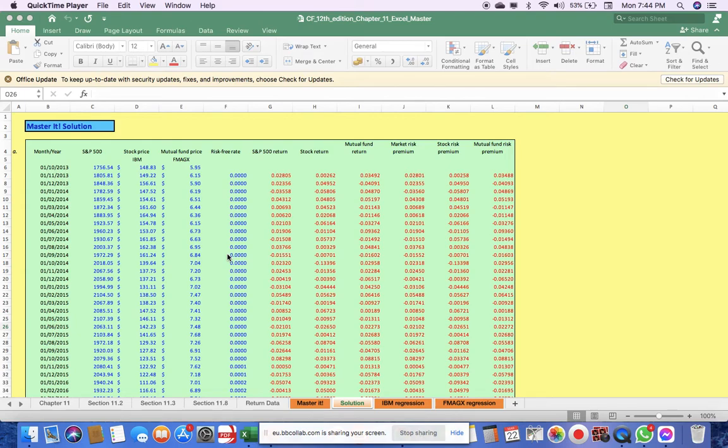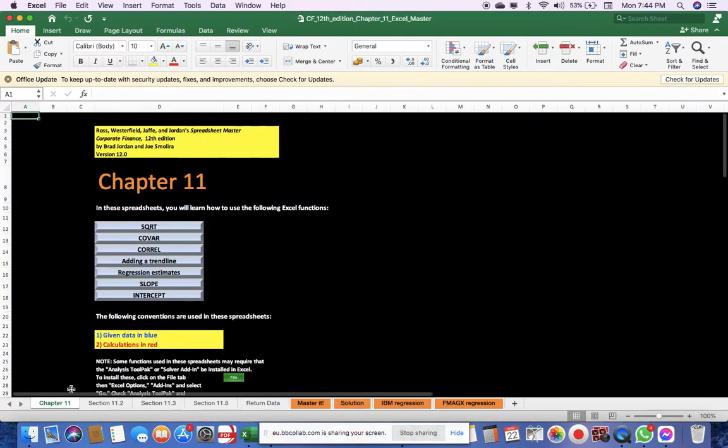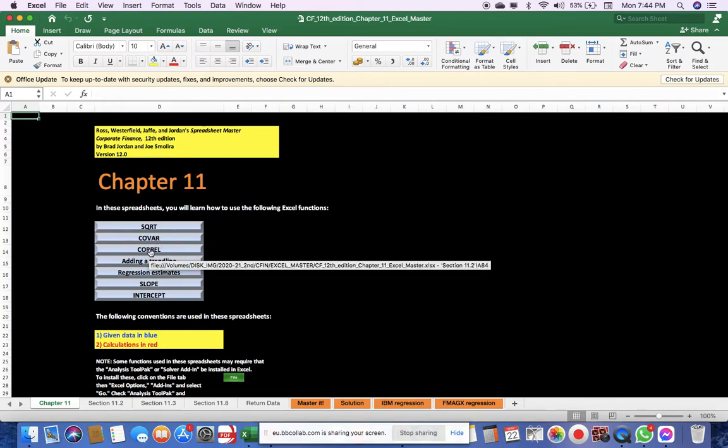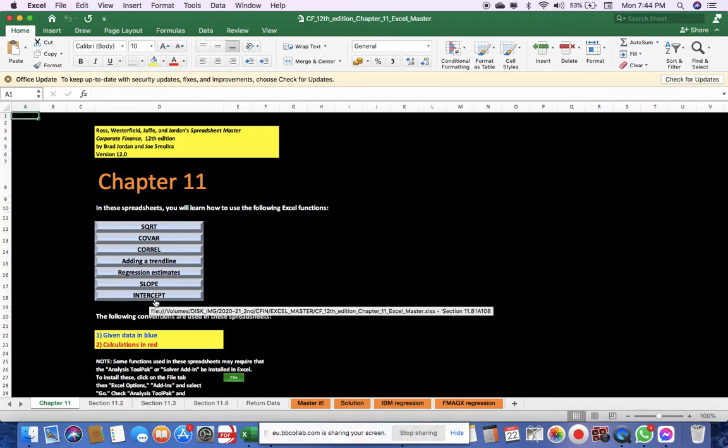Dear students, welcome back. We finished chapter 11. Now, whatever we learned in chapter 11, we will try to apply here. We will try to find the square root function, covariance function, correlation function. We can calculate the regression, we can calculate the beta through slope, and we can calculate the alpha through intercept.